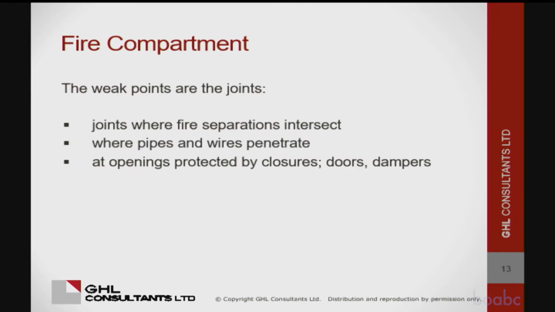So the weak points are the joints where they abut each other, the joints around pipes and wires, and at openings that are protected by doors and dampers and things. And there's a bunch of ways to determine a fire separation or fire resistance rating. So Part 3 lets you use these specific assemblies that are in the table in Part 9, the R1 and M1 and M2. Appendix D has a bunch of generic designs that you can make by adding things together.